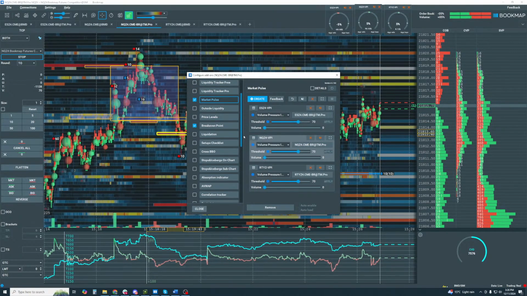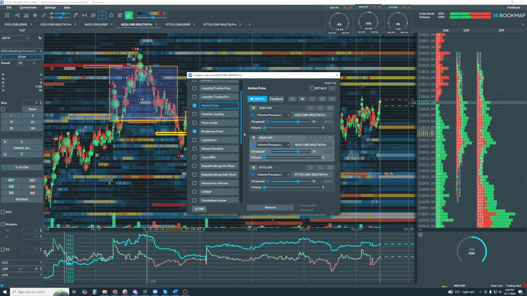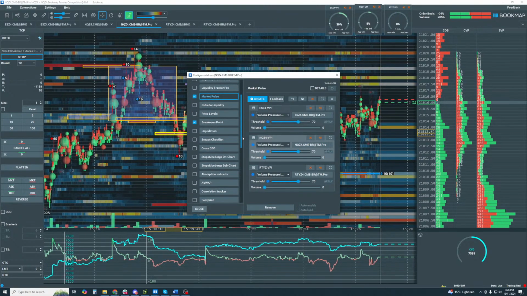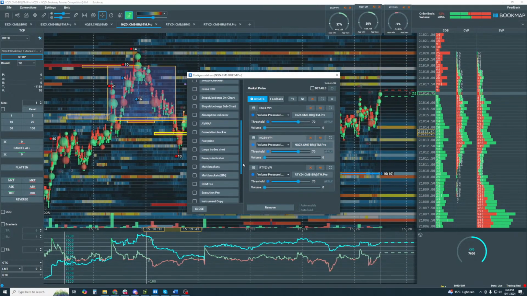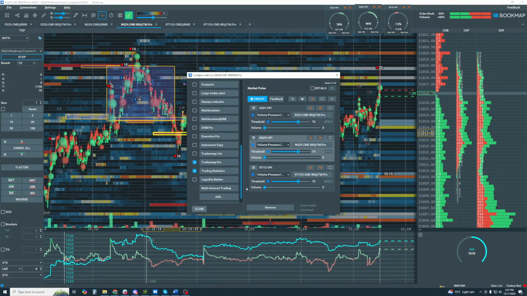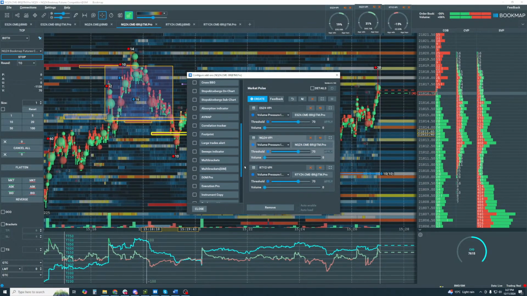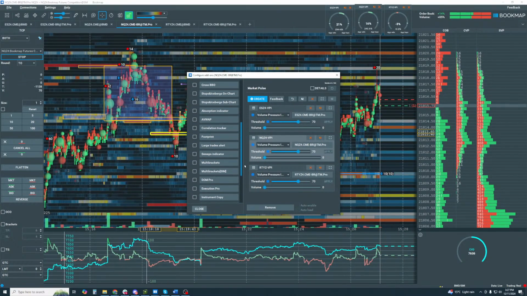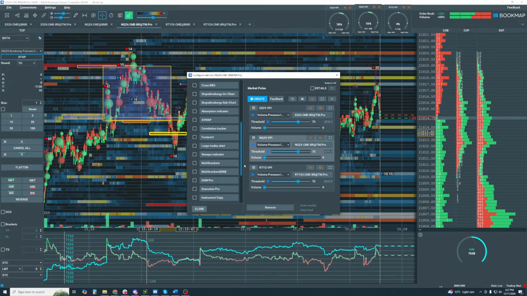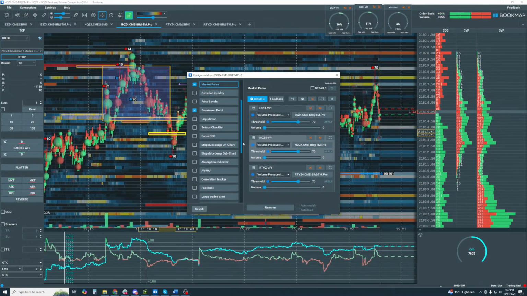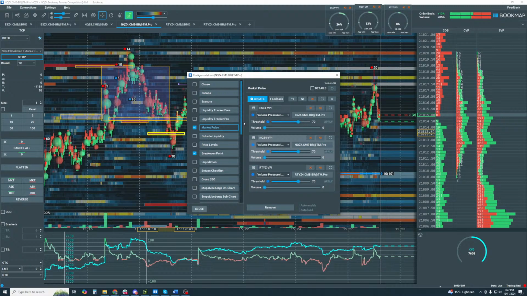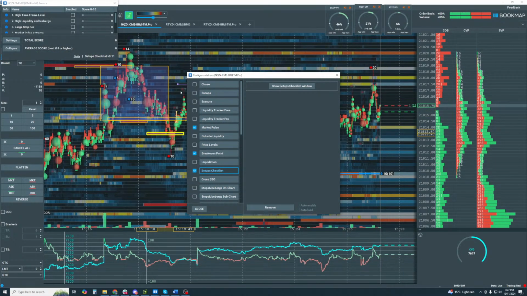Is it here? I know I have it in here. Looking at it yesterday. Setups checklist. Here it is. Okay. All right.